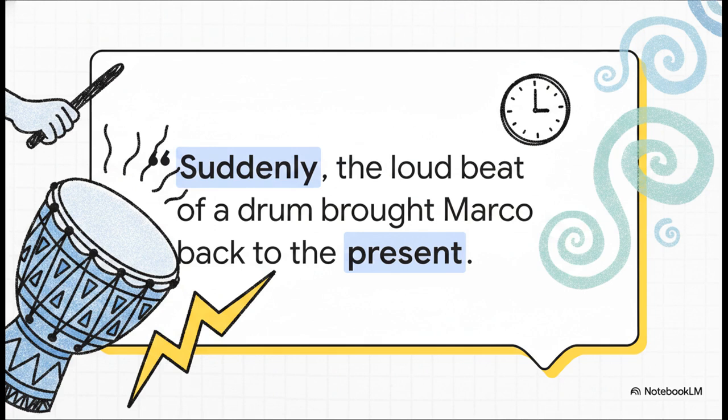Listen to this. Suddenly, the loud beat of a drum brought Marco back to the present. Do you feel that sudden jolt? That's exactly what our main character Marco experiences when a drum beat literally pulls him out of a memory. This one sentence perfectly captures the mechanical shift of a flashback. It's that snap back to reality, and it's the exact narrative device we want our students to master.